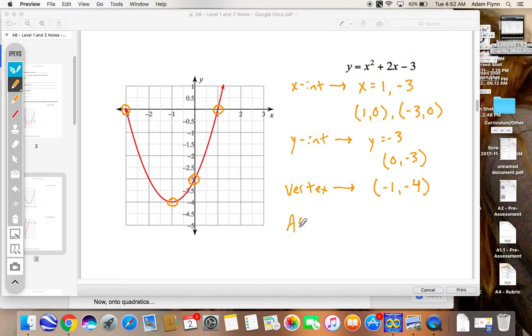And the axis of symmetry, which is the equation for this vertical line. So the axis of symmetry in this case would be x equals -1.